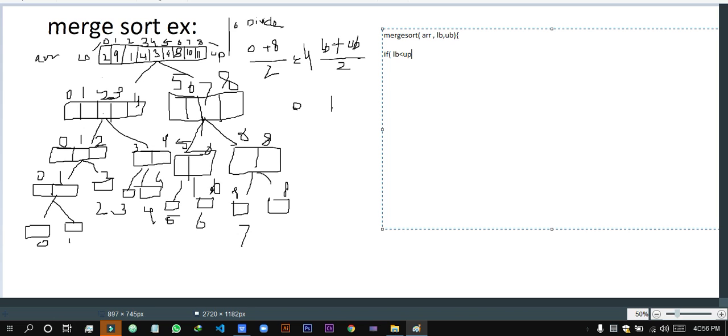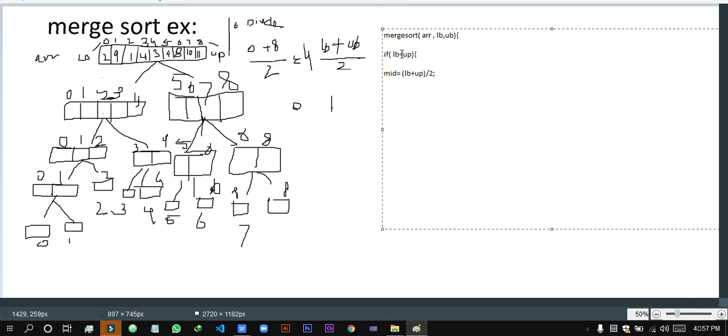So what will we do? Mid is equal to lower bound plus upper bound divided by 2. Okay, so this is the formula. So I just said that if lower bound is less than or equal to upper bound, how can we find this by following this formula? We found that lower bound is less than or equal to upper bound.